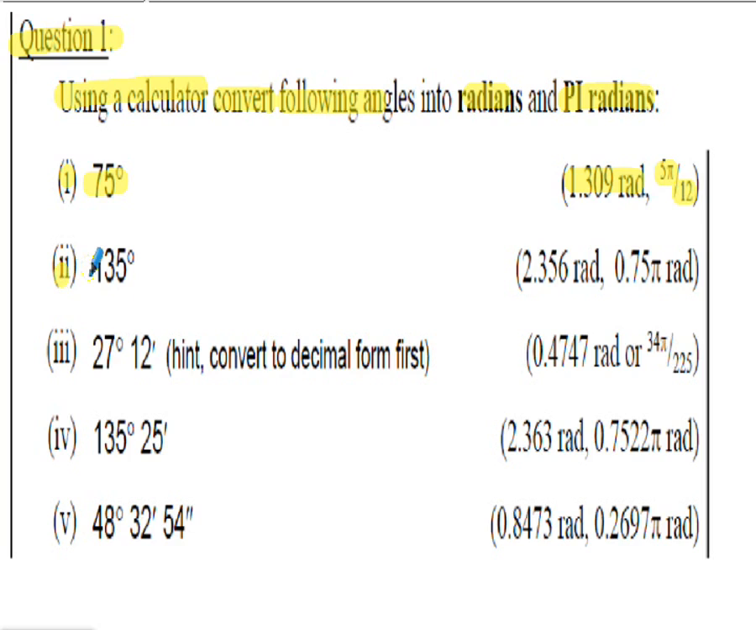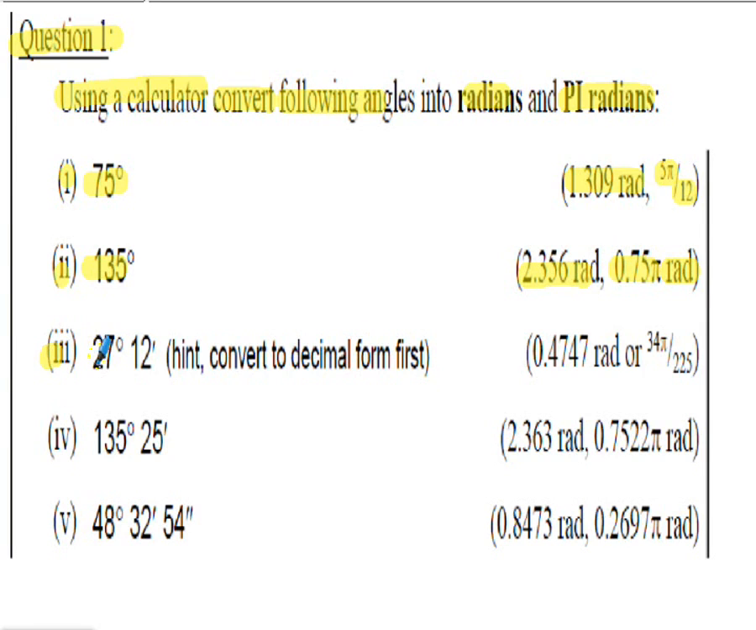Question 2, we're asked to convert 135 degrees into radians and pi radians. So multiplying by pi divided by 180, we get 2.356 radians, or 3 pi upon 4 radians, or decimal 0.75 pi radians.